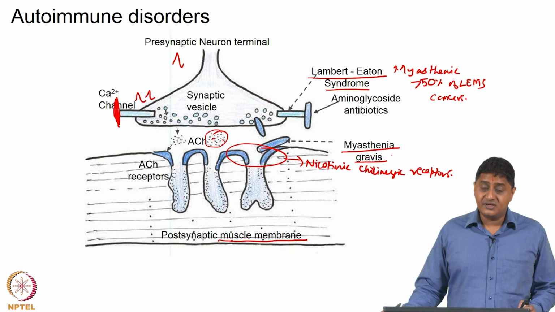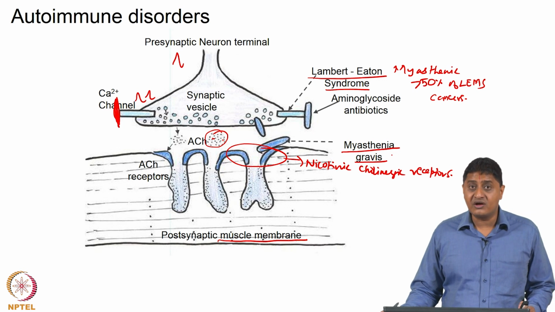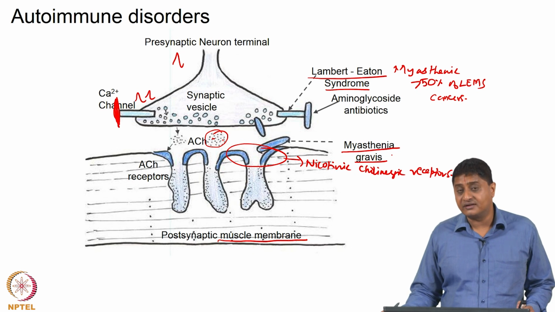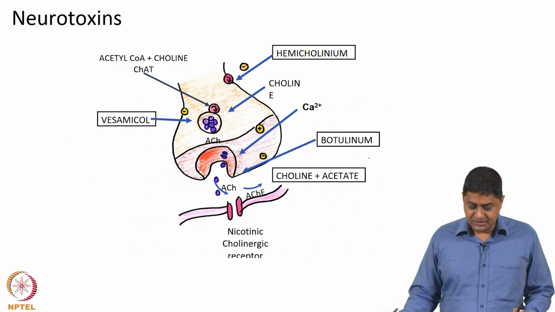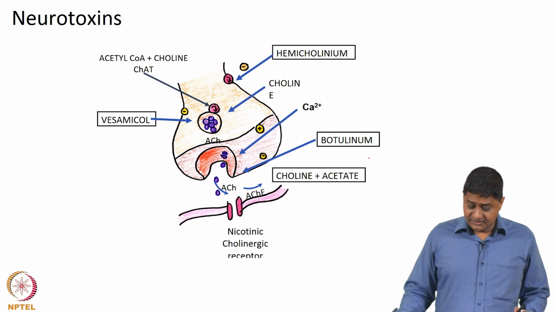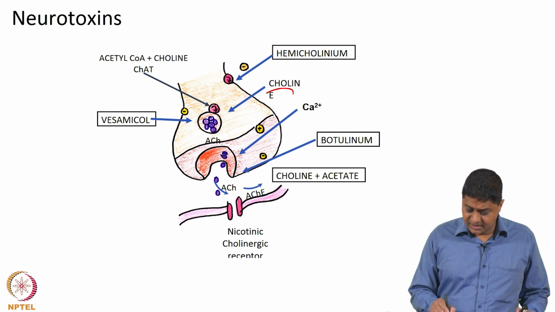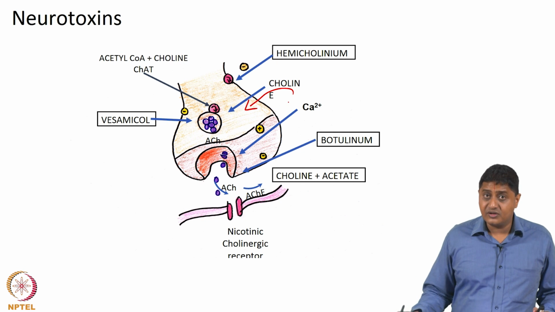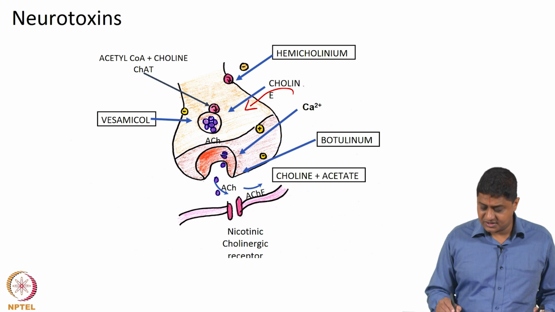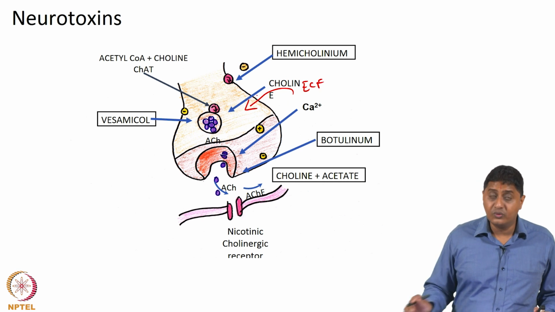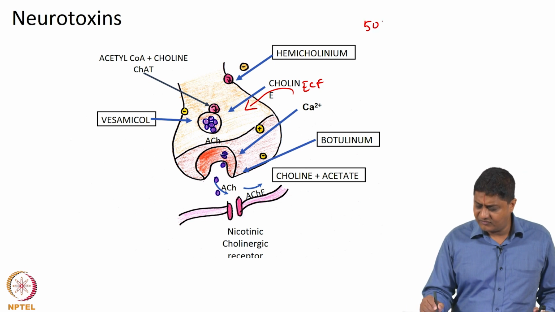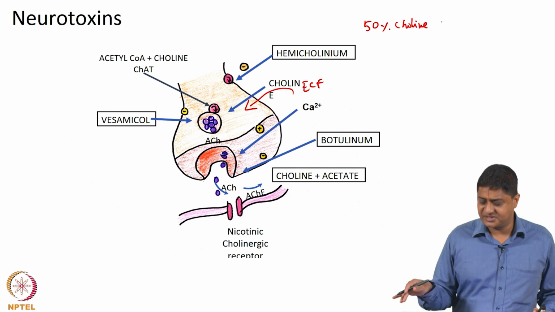Okay. Now let us discuss the role of neurotoxins and how they affect the function at the neuromuscular junction. So there are several places where things can go wrong. Let us remember choline is entering inside the system from the choline reuptake system, entering from the extracellular fluid to the presynaptic terminal. Let us remember only about 50% of the choline is reuptaken, the other 50% is not reuptaken.